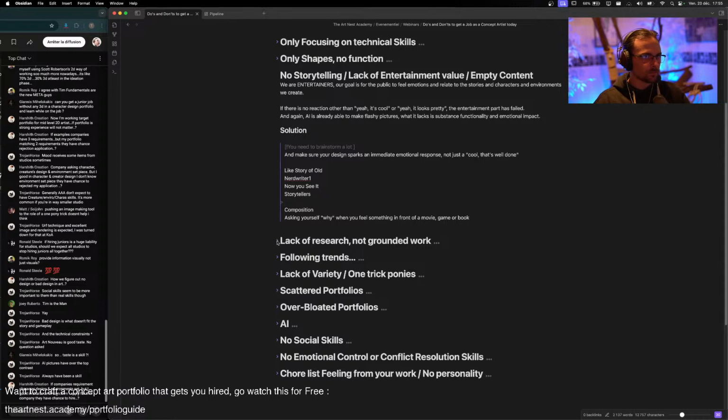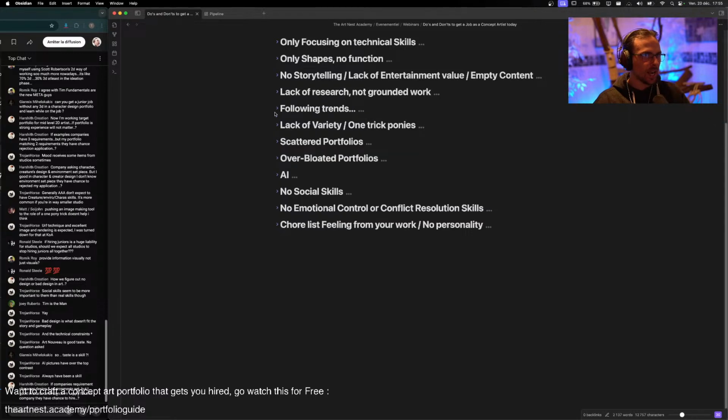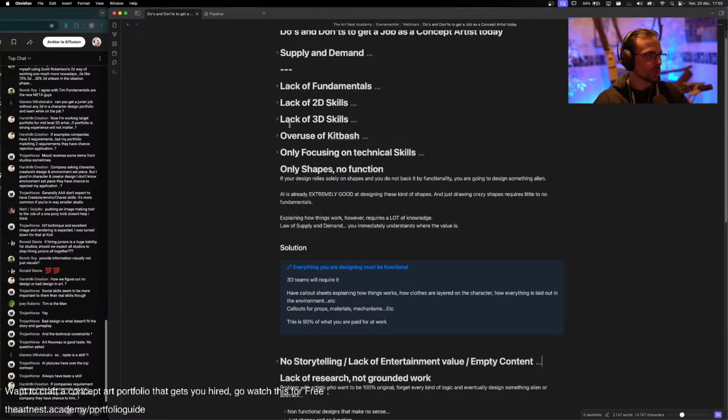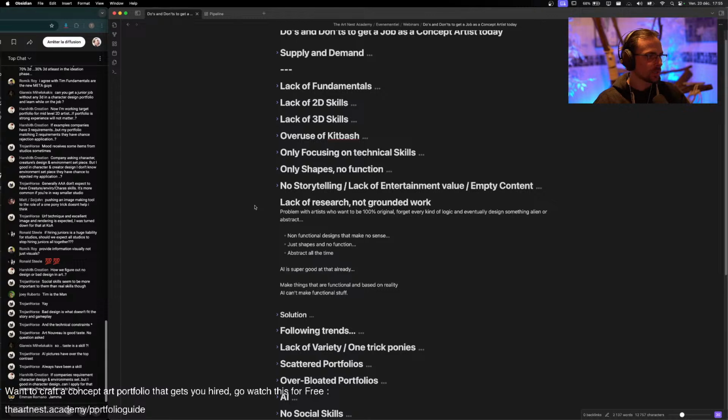Next, still talking about brainstorming: lack of research and the work is not grounded. Again, work being abstract, only shapes, no function. That's exactly the same side of the coin.